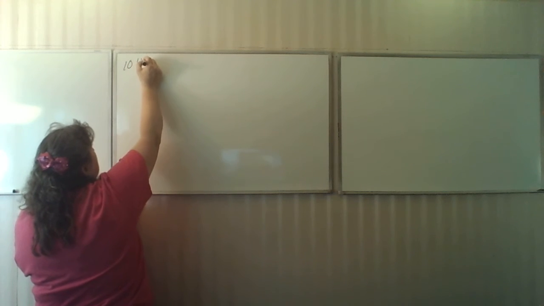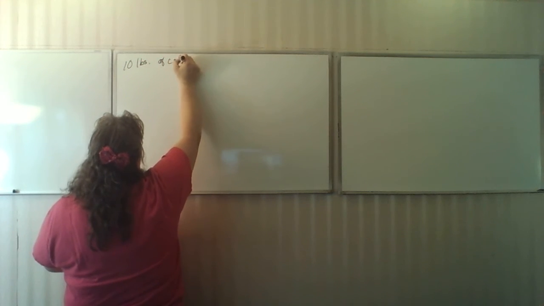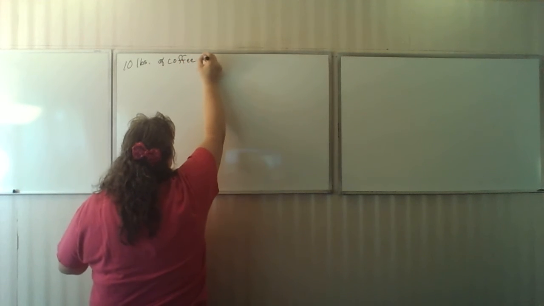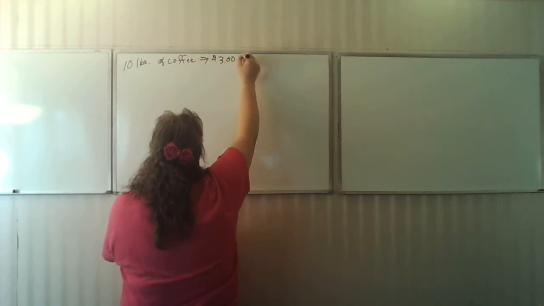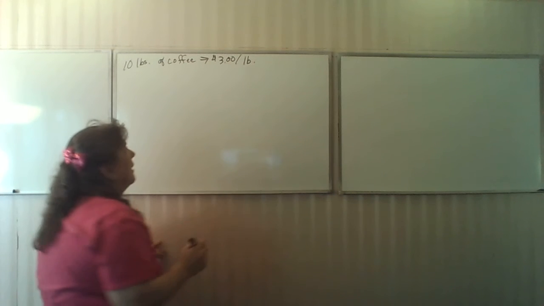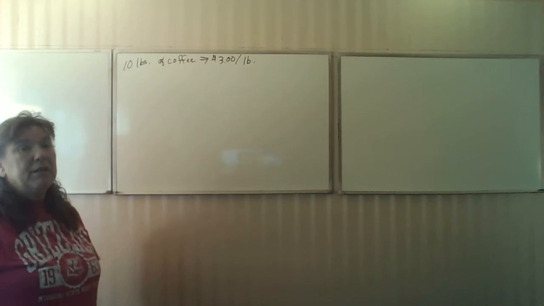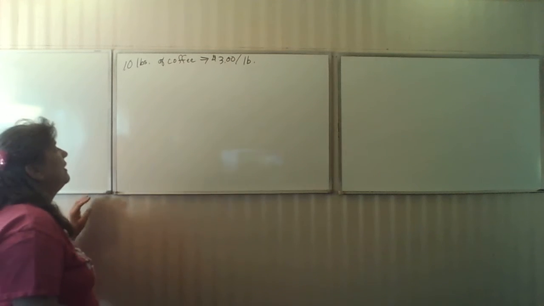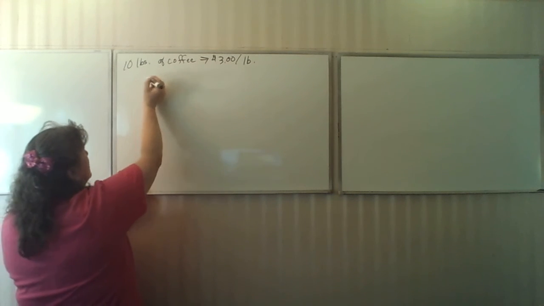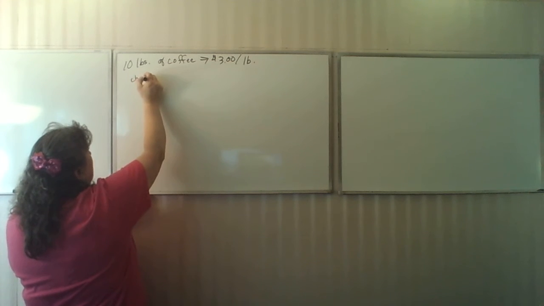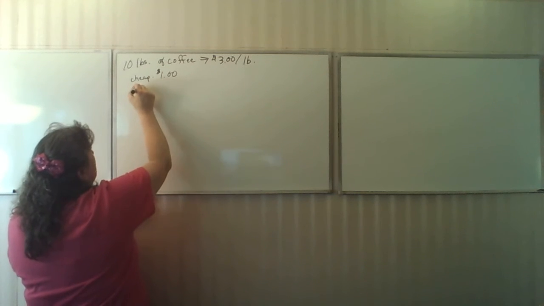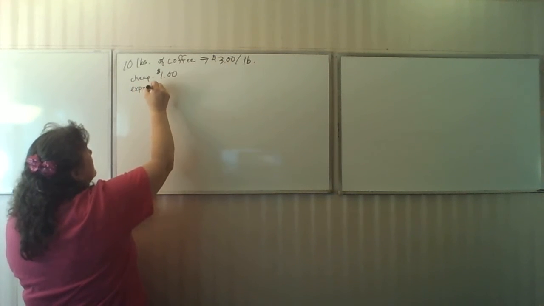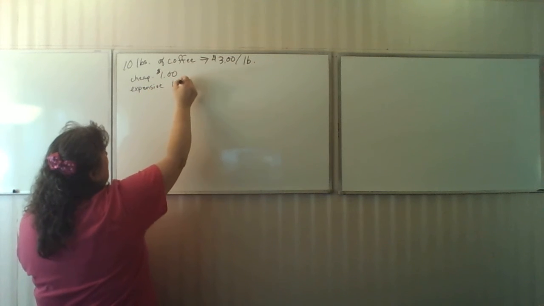So let's look at this. We want 10 pounds of coffee. And we want that coffee to cost, let's do $3 a pound. Okay. 10 pounds of that would be $30 is what it's going to cost you to buy that coffee. So to get that coffee, we're going to use a cheap coffee. My cheap coffee is going to cost $1 a pound. And my expensive coffee is going to cost $6 a pound.